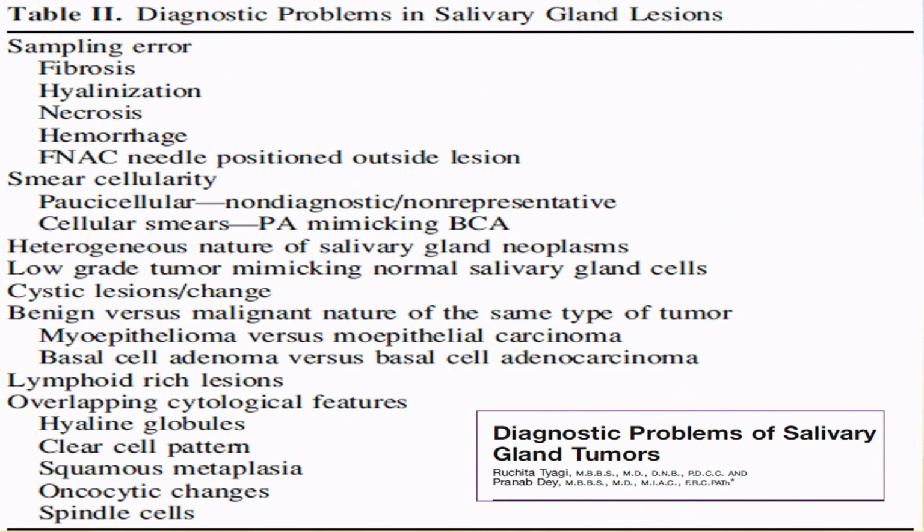And the issues are very well reported in these tables from TIAG&A, in which you can see all the diagnostic problems, including sampling error, smear cellularity, the heterogeneous nature of salivary gland neoplasms, the fact that low-grade neoplasms may mimic normal salivary glands, the impossibility to define the benign or malignant nature of some lesions because you are not able on cytology to define capsular and vascular invasion, the lymphoid-rich and cystic lesions, and also the overlapping cytological features: hyaline globules, clear cell pattern, squamous metaplasia, oncocytic changes, and spindle cells, which can be seen in benign and malignant entities.